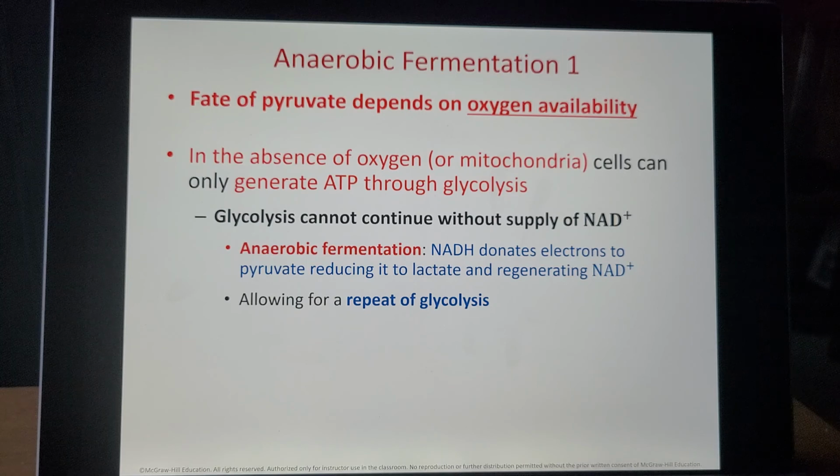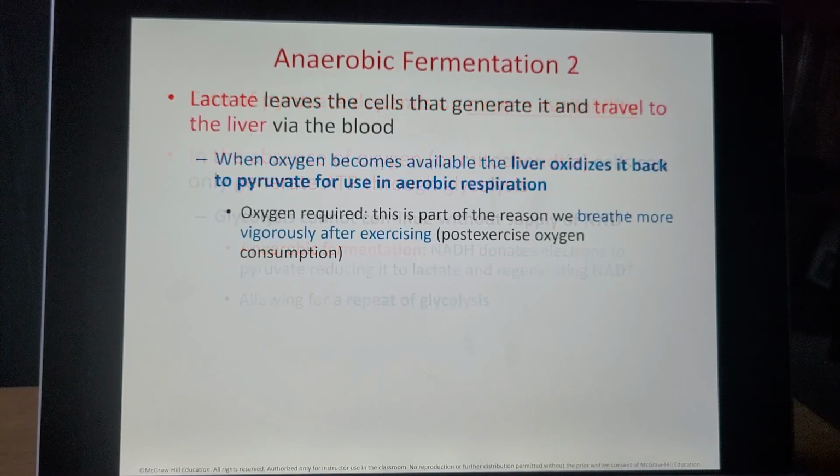Okay, so how much oxygen you have determines the fate of our pyruvate. Again, in the absence of oxygen or mitochondria, such as in your red blood cells, you have to generate ATP using glycolysis, so using anaerobic fermentation to regenerate your NAD+ coenzyme so that you can repeat glycolysis and make 2 more ATP molecules from that. So, when you go through anaerobic fermentation, the pyruvate is reduced to lactate.